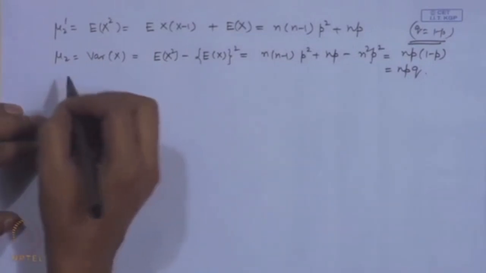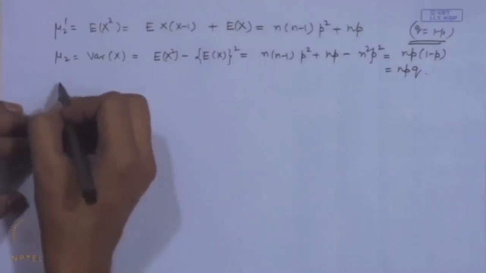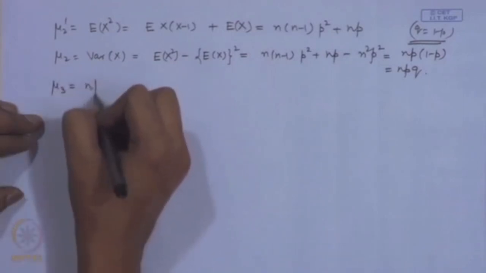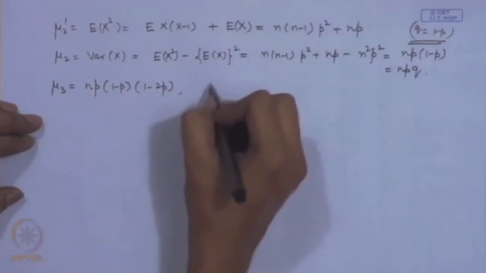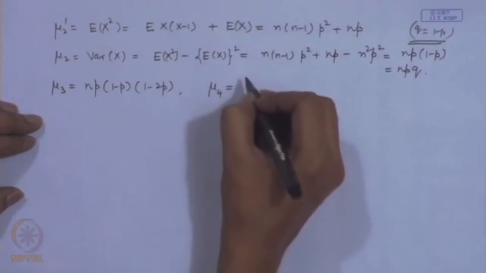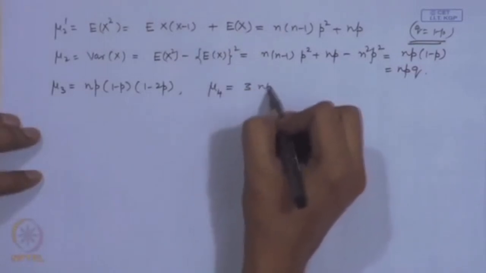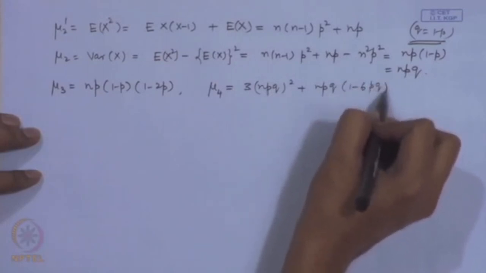Now, in a similar way, we can calculate higher order moments, for example, expectation x cube. For that, we will calculate the third factorial moment, that is expectation x into x minus 1 into x minus 2, and so on. So, without getting into the technical details of this, I will give the final expressions. We get mu 3 as equal to n p into 1 minus p into 1 minus 2 p, and similarly, the fourth central moment mu 4 turns out to be equal to 3 n p q square plus n p q into 1 minus 6 p q.